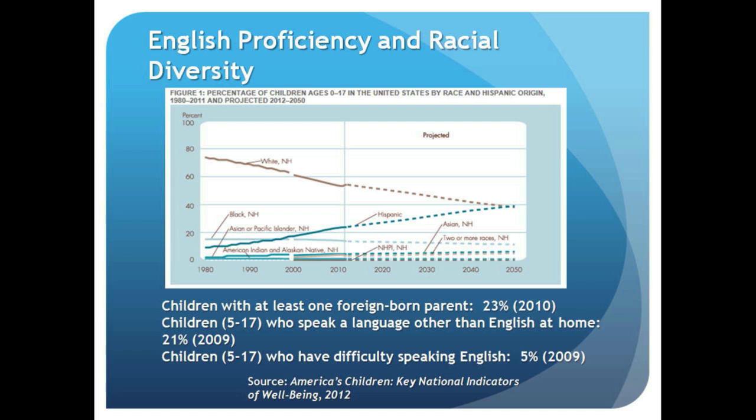And this has great implications for the future in terms of low-income families, families that are receiving Medicaid or other types of assistance. In this country, in 2010, 23% of children lived with at least one foreign-born parent. 21% of children lived in a household where English was not the language that was spoken, and of those, about 5% of these children have difficulty understanding English.